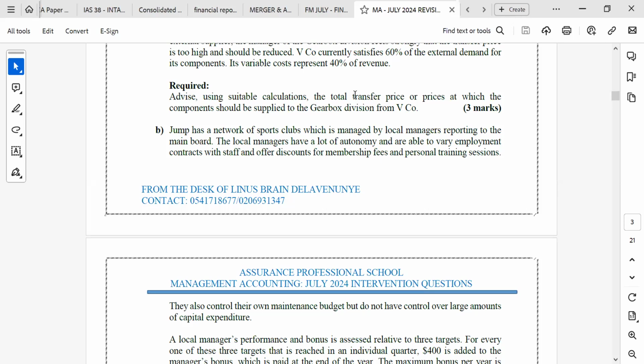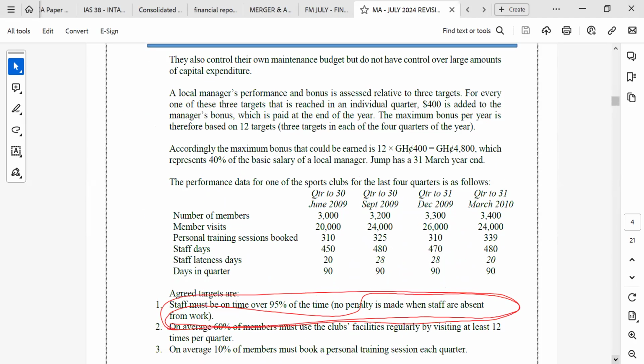But come to this question. What are they saying here? They also control their own maintenance budget, but do not have control over large amounts of capital expenditure. What are they using? This is a facility, isn't it? Yes. This is a facility that we are using. Do you know that the modern facility that we have over there, modern instruments that we have over there, can also motivate people to come?